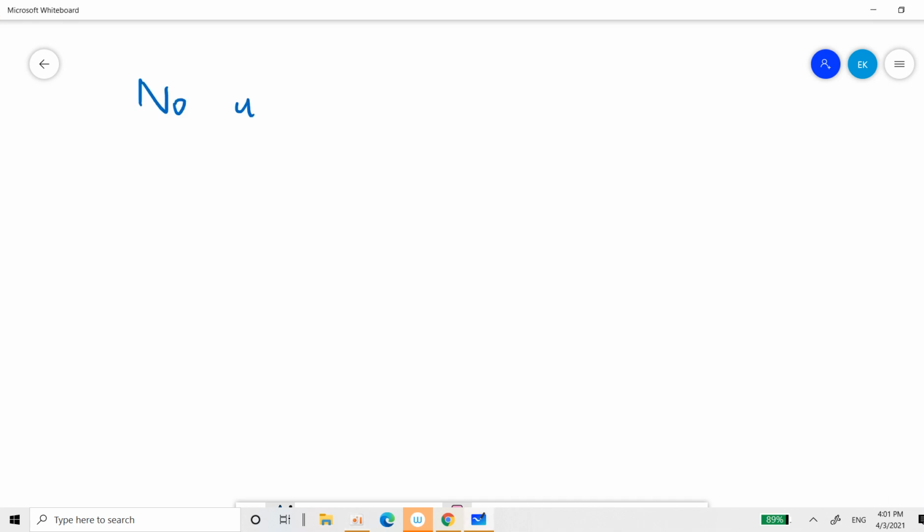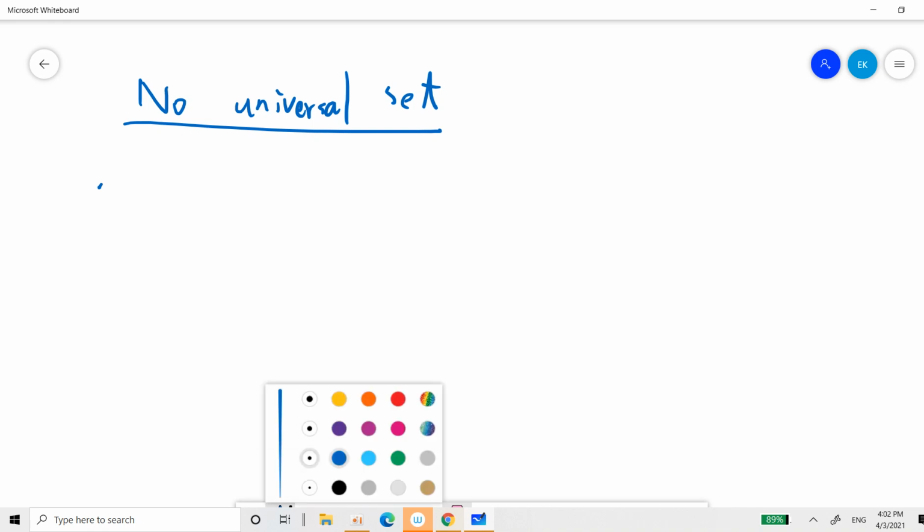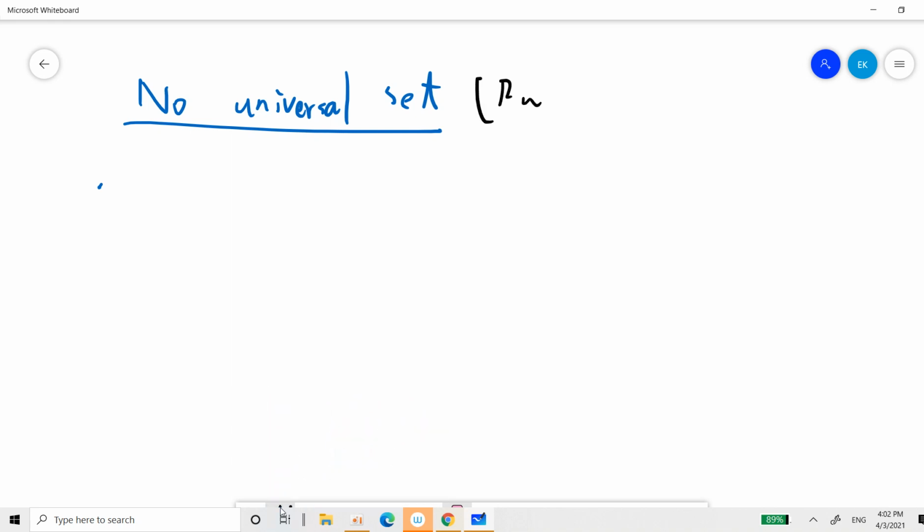This theorem is called no universal set. I have seen this proof many times, but I never liked a rigorous write-down. It is also called the Russell paradox. Russell was a famous mathematician and philosopher in the 20th century. The idea is that there's no universal set.